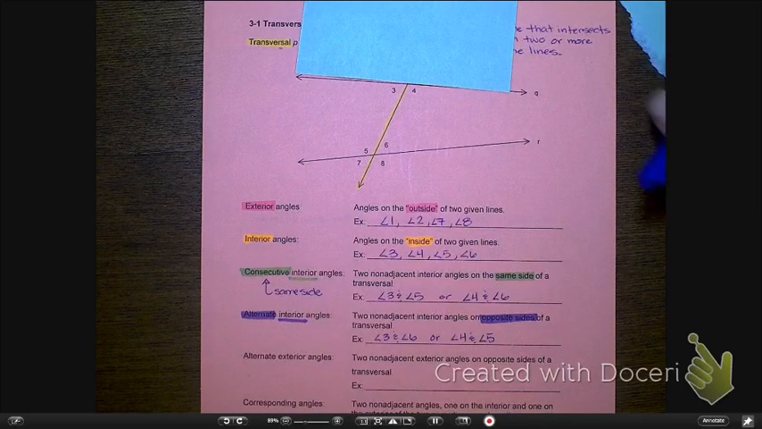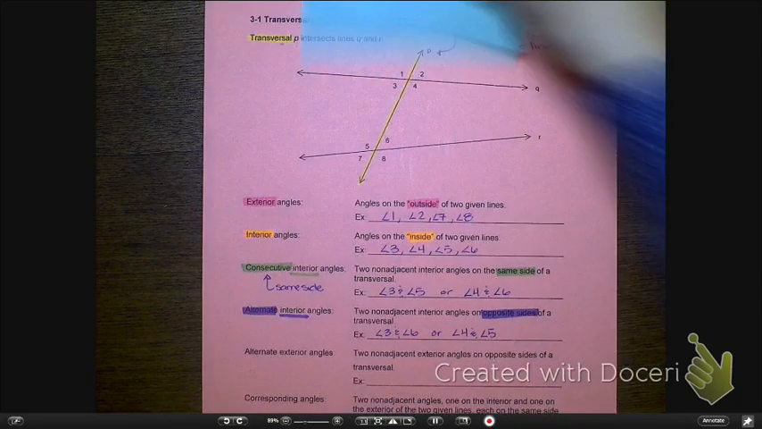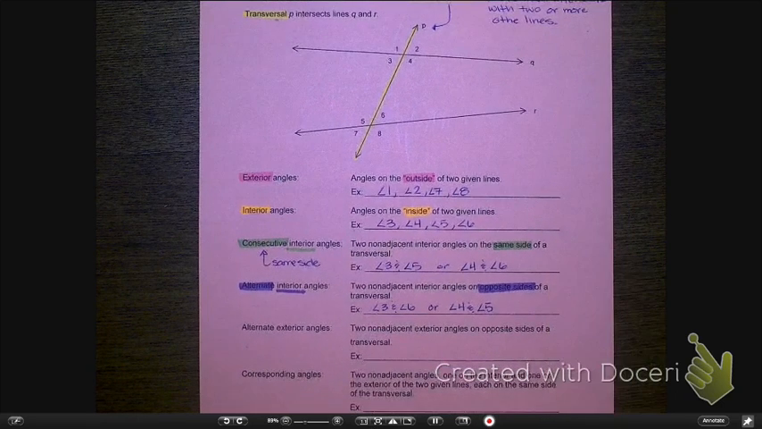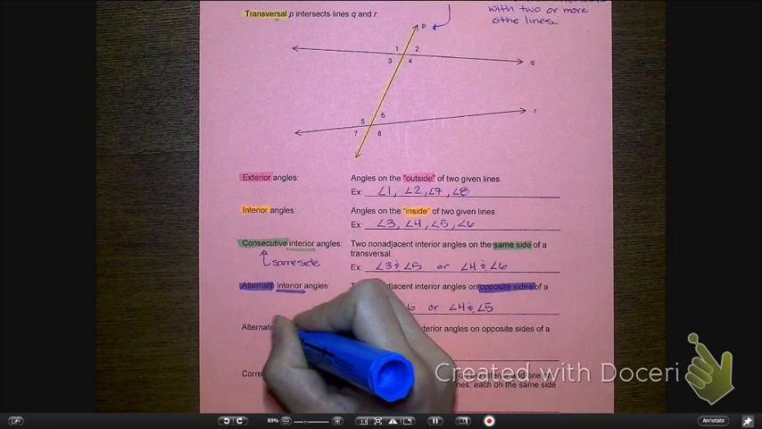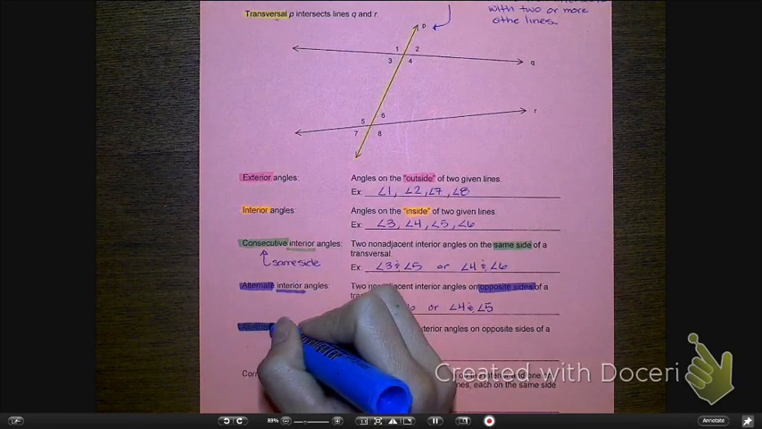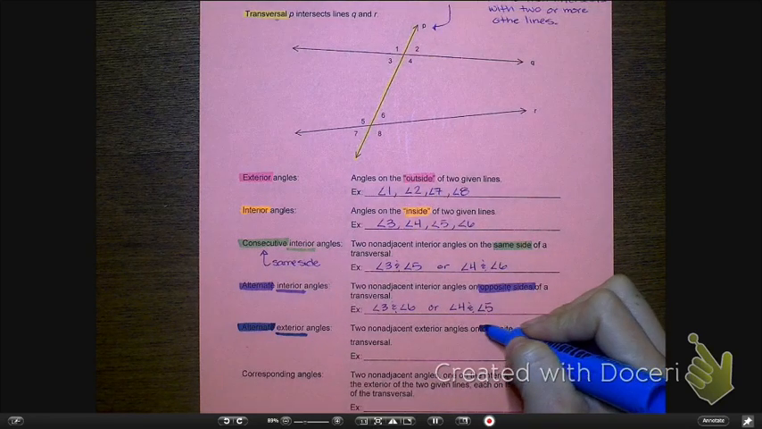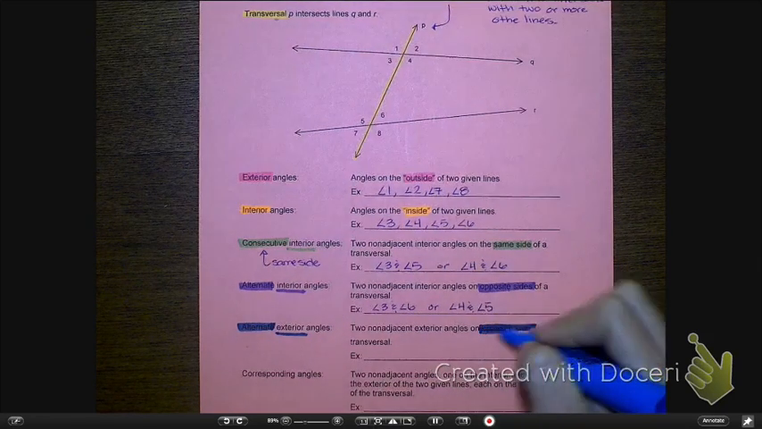Alright. So next, let's talk about alternate exterior angles. Okay? So alternate exterior. Now, you guys already know what exterior means, right? Exterior means outside. But alternate, what does that mean? We just talked about it. It means switching or like opposite, right?